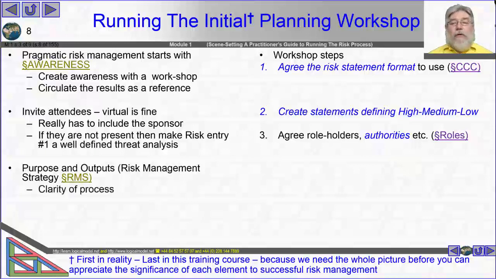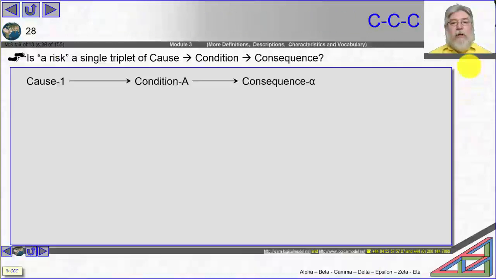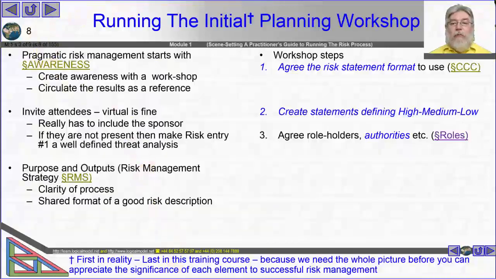And what we're going to do here is explain the process diagram that I've just gone through in the previous slide with you. We're going to share what the right format for a good risk description is. That's this bit over here. Causes, conditions and consequences. We'll come back to this because it's a much more complex topic than just that.